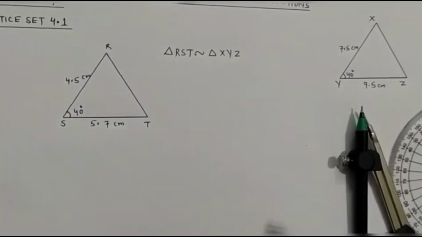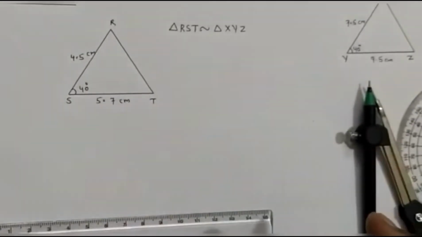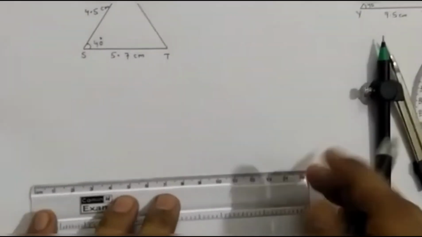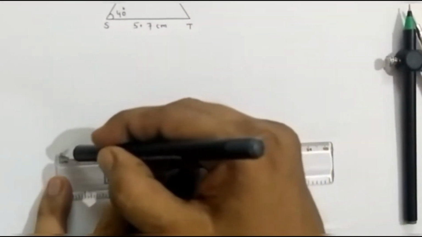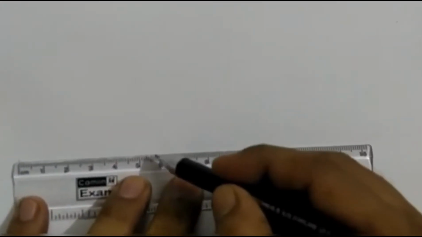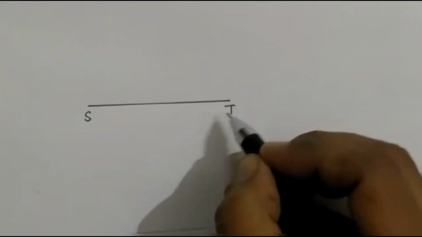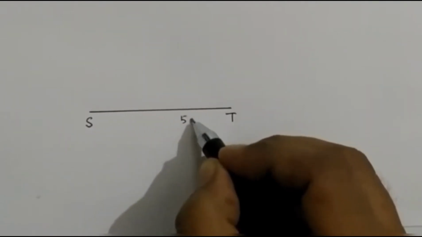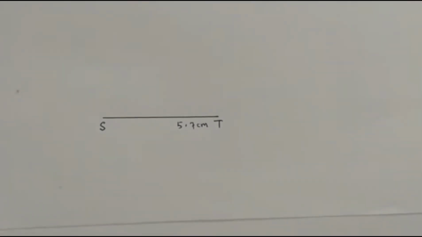Okay, let's start. First we'll draw base ST, 5.7 centimeters. So students, you can take the distance 5.7 centimeters as the base. We have drawn base ST, 5.7 centimeters. You can do it.